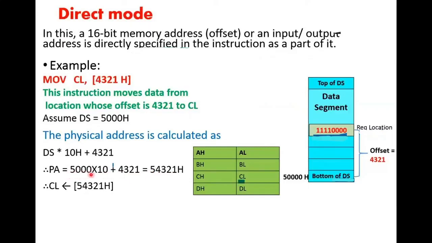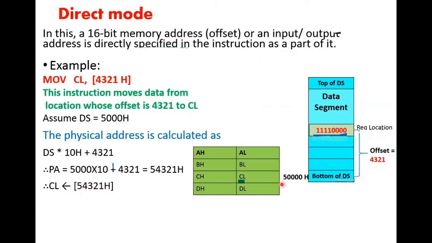It is not decimal 50,000 because these are hexadecimal values; just for this one I am telling it is actually 5000. That's it: 5000 into 10 plus 4321, which is equal to 54321H. This is the physical address where your data is located. We are going to fetch the data and store it in this CL register, whichever data is there in this location.